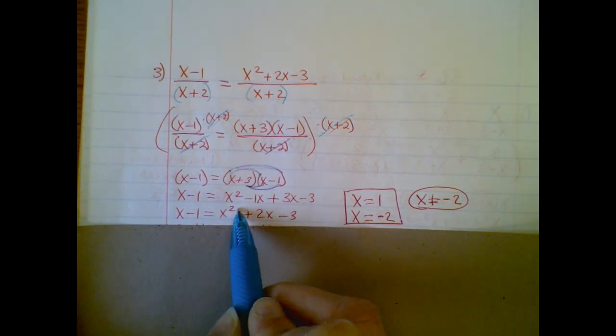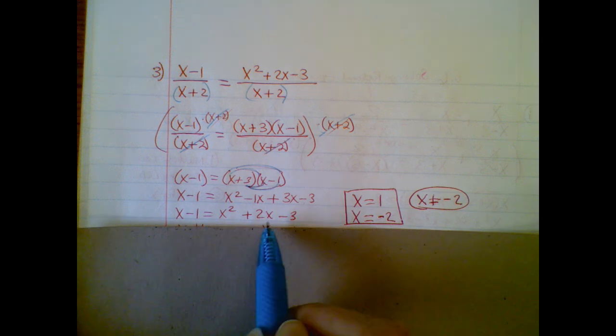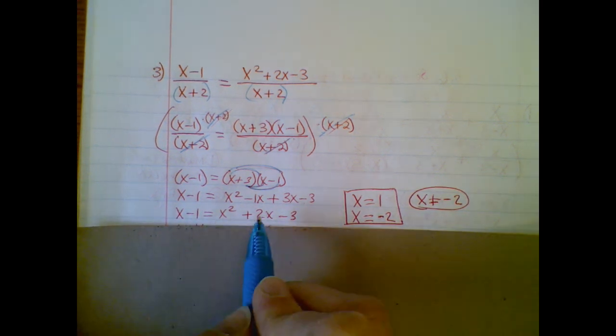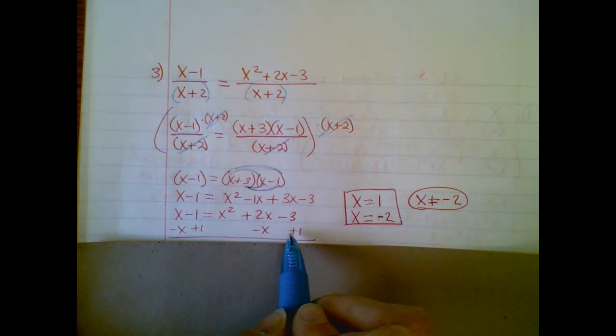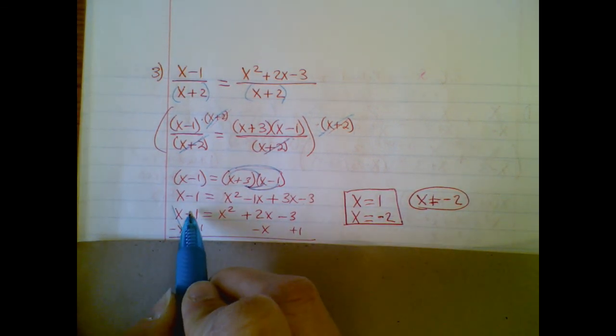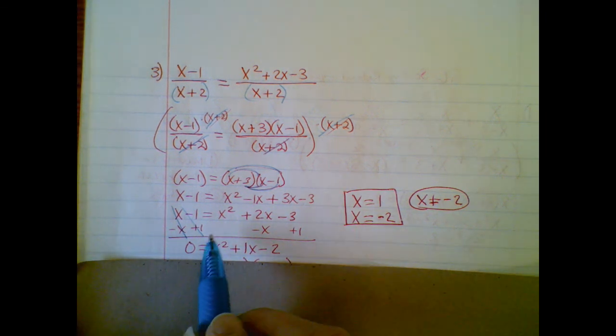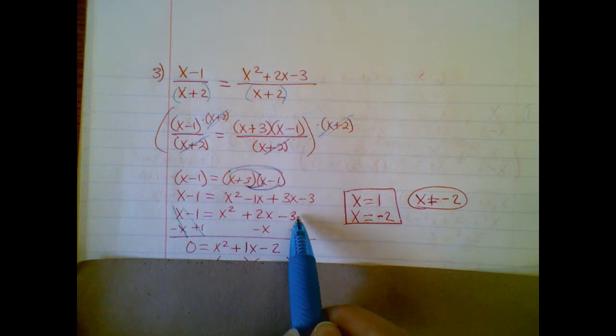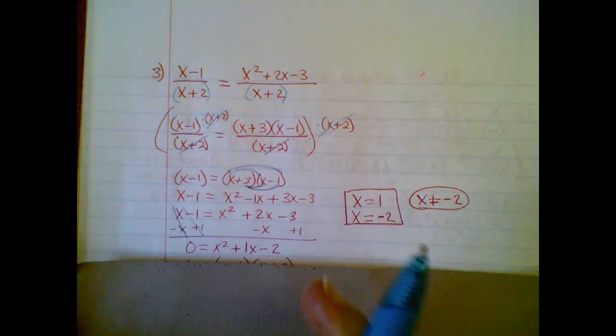Now my x squared term is positive over here, so I'm going to move everything to the right to keep it positive. So I'm going to subtract my x over and add my 1 over. So when I subtract my x over, these cancel out. When I add my 1 over, these cancel out, so I just get 0. Then bring down my x squared. 2x minus 1x is 1x. Negative 3 plus 1 is negative 2.